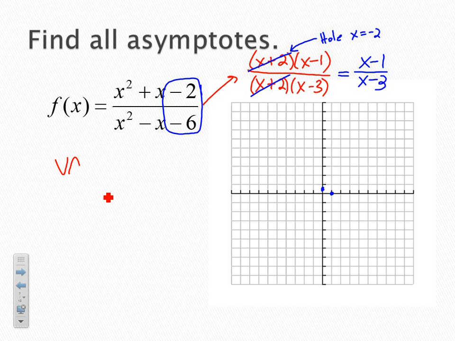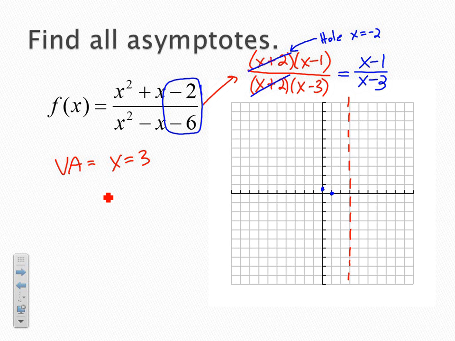So my vertical asymptotes are going to occur where the denominator is 0. So the denominator will be 0 at x equals 3. So we're going to sketch in that vertical asymptote where x is 3. Now we want to analyze our horizontal asymptotes.